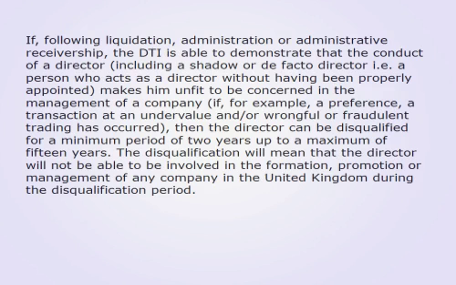Disqualification. If, following liquidation, administration or administrative receivership, the DTI is able to demonstrate that the conduct of a director, including a shadow or de facto director, i.e. a person who acts as a director without having been properly appointed, makes him unfit to be concerned in the management of a company, if, for example, a preference, a transaction at an undervalue and/or wrongful or fraudulent trading has occurred, then the director can be disqualified for a minimum period of 2 years up to a maximum of 15 years. The disqualification will mean that the director will not be able to be involved in the formation, promotion or management of any company in the United Kingdom during the disqualification period.